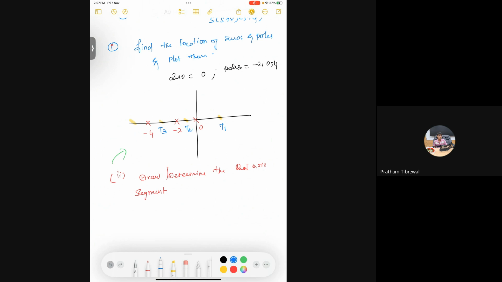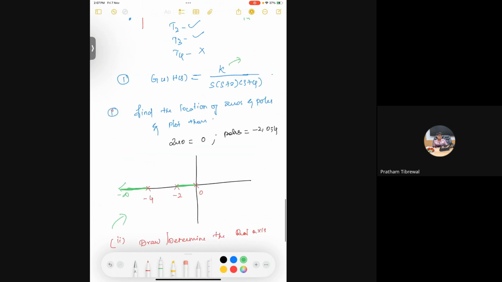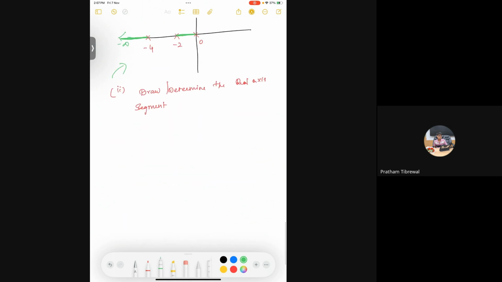So my root locus will be, this will come in my root locus vicinity, then this will come until it goes to -infinity. So this is my real axis segment of the root locus. Now I am going to find where this root locus will propagate when I change my gain k from 0 to infinity. This is my next step, right?